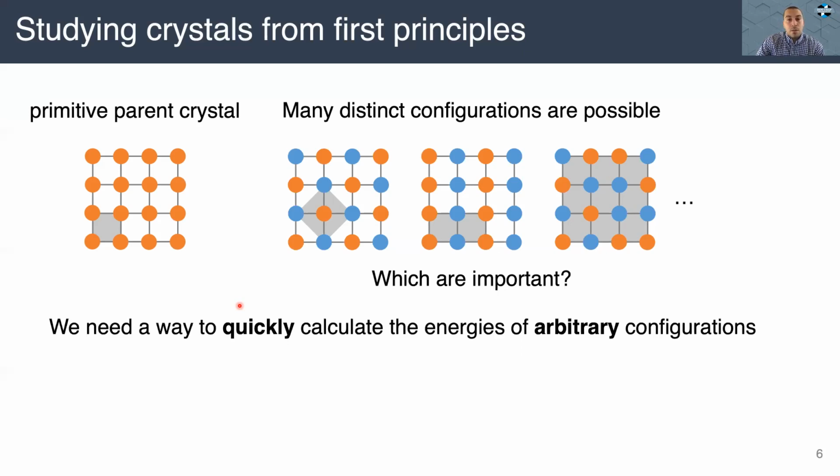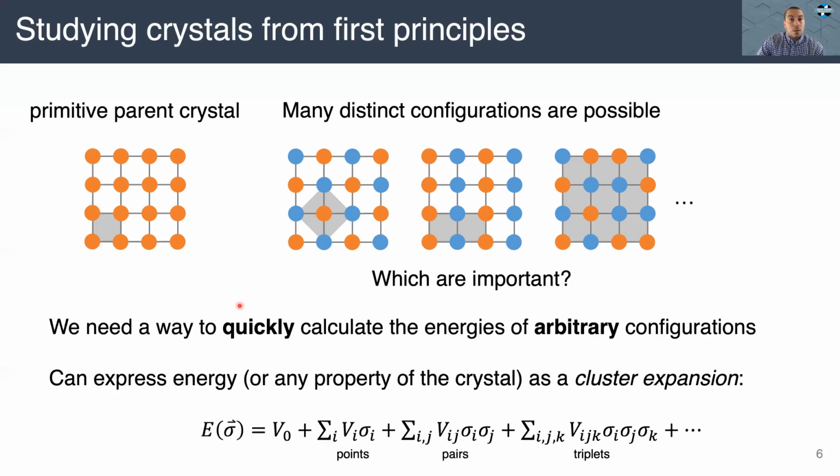So we rely on a formalism called the cluster expansion, which allows us to write the energy, or actually any property of the crystal, as an expansion over the occupation of individual sites, pairs, triplets, and so on. And so these sigma here are site variables, which encode the species at a particular site. And these V are interaction coefficients for particular clusters. So the infinite expansion here is exact. However, practically, we work with a truncated cluster expansion and try to learn these interaction coefficients, the V.